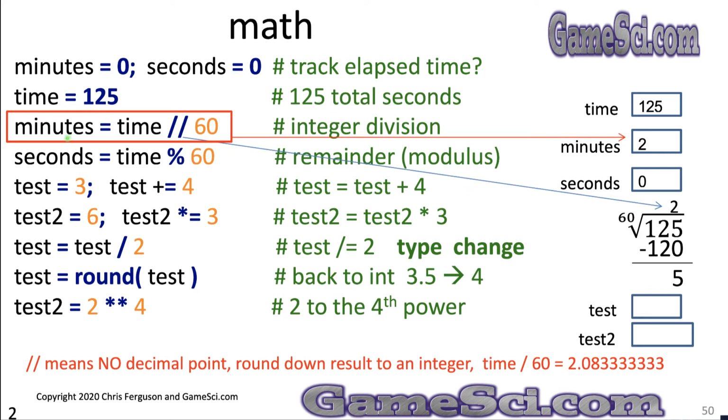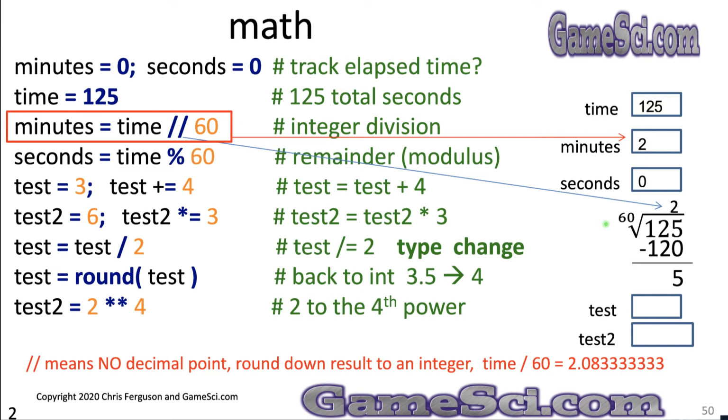Integer divisions. Minutes equals time // 60. The two division symbols next to each other say I want to do integer arithmetic. What does that mean, integer arithmetic? Well, often when you divide two numbers, you get a fractional result. You get a number with a decimal point. However, sometimes you don't want that. You want the whole number. When 60 gets divided into 125, it goes into it twice. And what integer arithmetic says is I want the 2. And you can see that the 2 shows up.